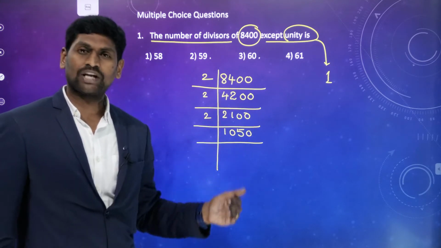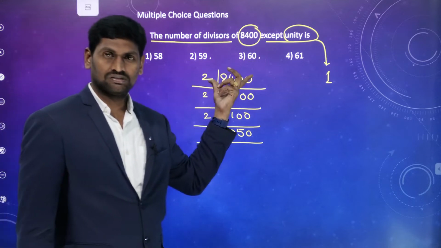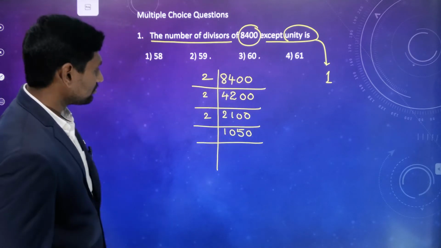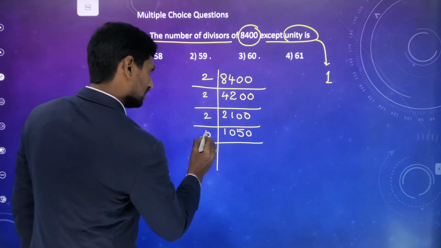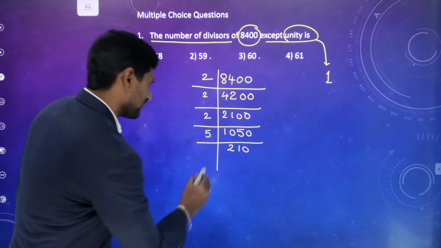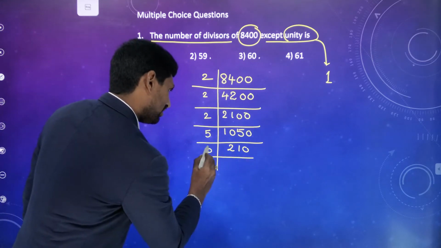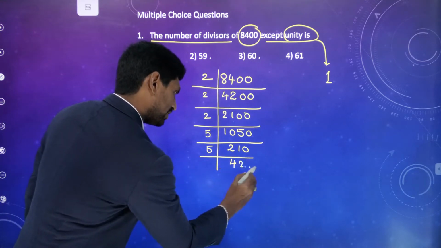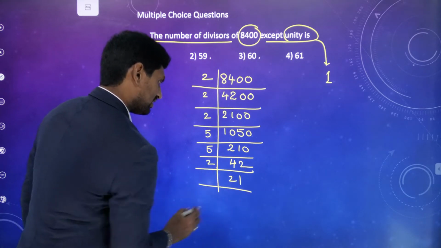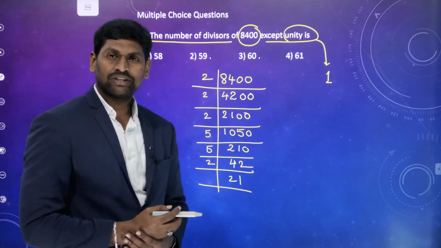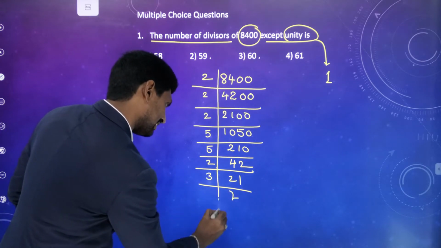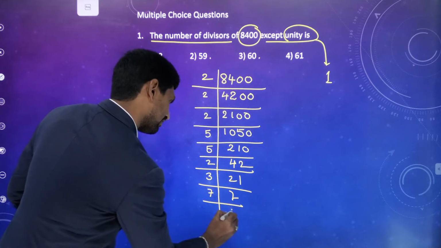We can use any prime number which is divisible in 8400. Okay? Yeah, 5 table, 5 2s 10, 5 1s 5, 0. Again 5 table, 5 4s 20, 5 2s 10. Now 2 table, 21. So 21 will not come in 2 table. Now I am using 3 7s, 7 1s.